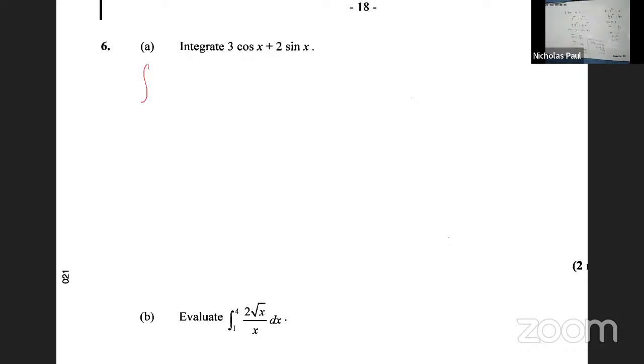Right, they want the integral of 3 cos x plus 2 sin x dx, right? The integral of cos, that'll be sine. The integral of sine, minus cos. That's it. One line for 2 marks.